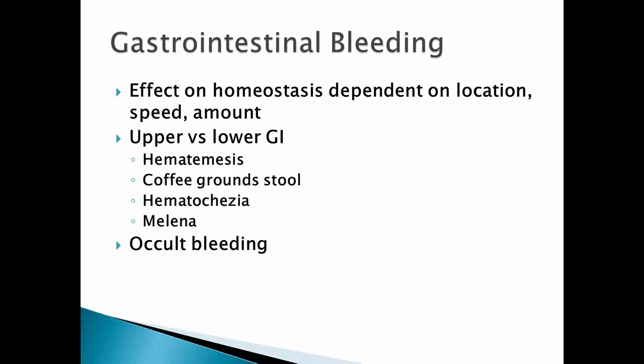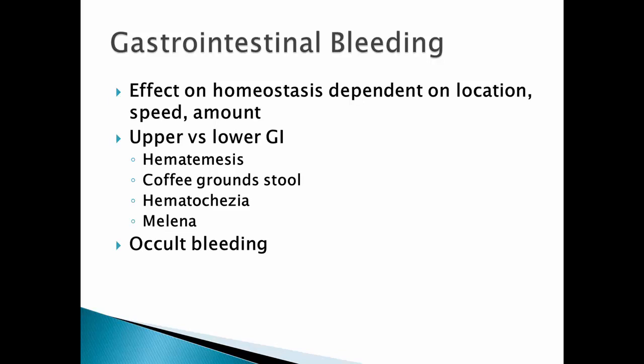So when we think about upper versus lower, some things to consider include hematemesis, whether or not there is coffee ground stool, hematochezia, and melena. So let's talk about each one of those. With hematemesis, we are generally talking about something higher in the GI tract, and especially be thinking about whether or not this could be in the esophagus.